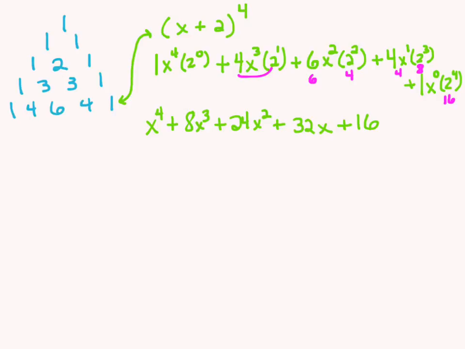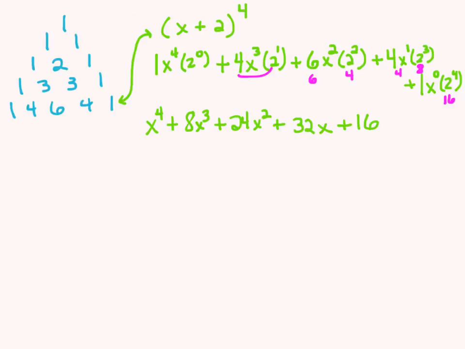And so there is my expanded polynomial. x plus 2 to the 4th is equal to x to the 4th plus 8x cubed plus 24x squared plus 32x plus 16. Let's do one final example. And this time, x minus 3 to the 5th.